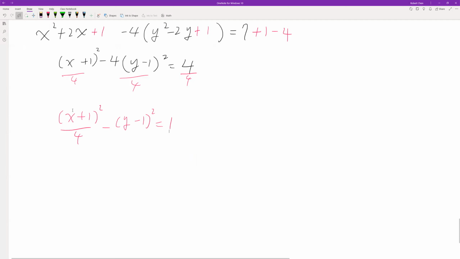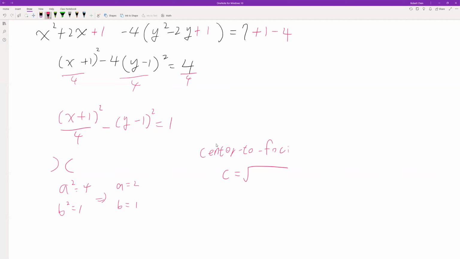Right, now that's a hyperbola. And since x squared is the first part, this is going to be a horizontal hyperbola like that, with a squared equal to 4 and b squared equal to 1. That means a is 2 and b is 1. Okay, so let's start by looking for the center to foci distance, which is c equals the square root of 2 squared plus 1 squared, which is just the square root of 5. And that will be the distance from our center to the foci.